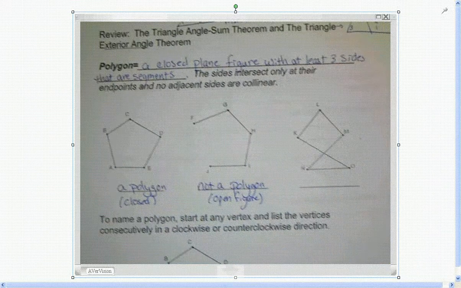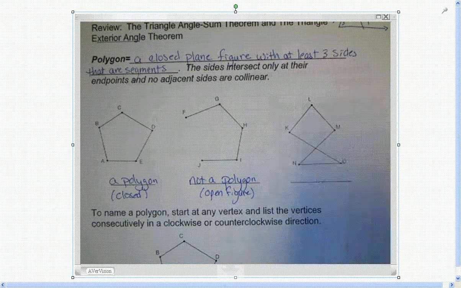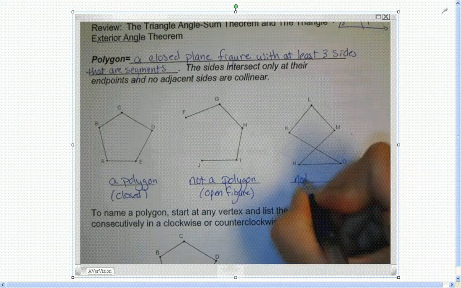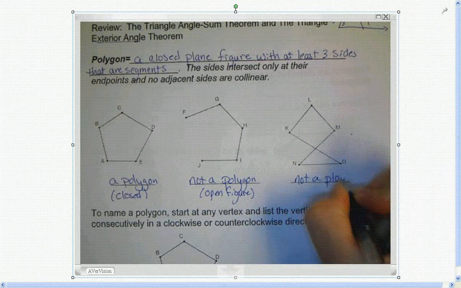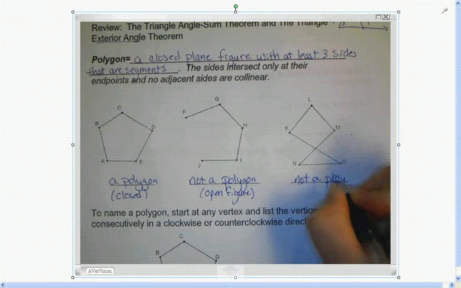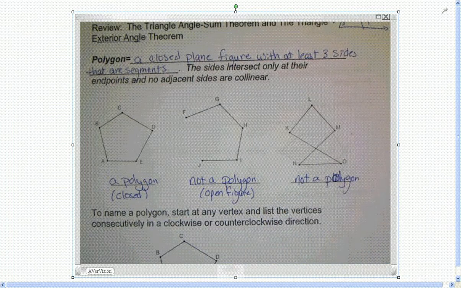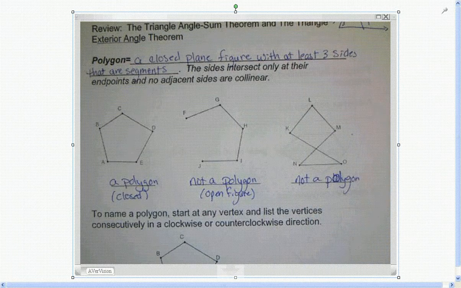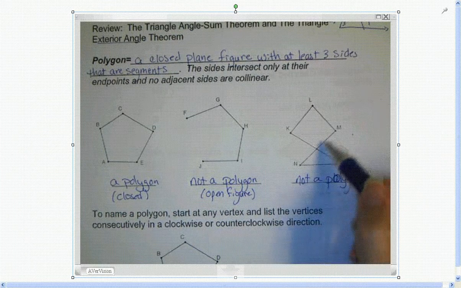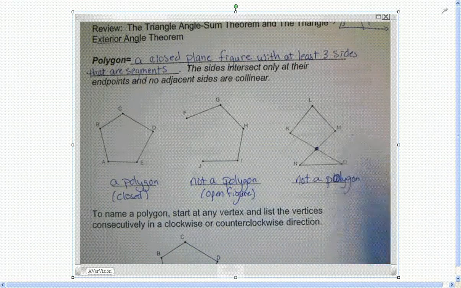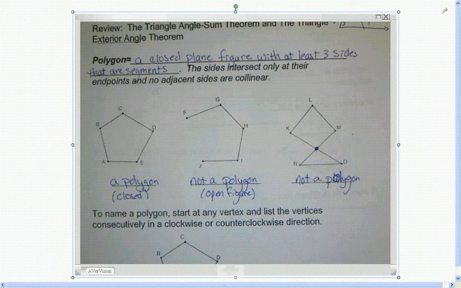And then the next one is also not a polygon. Now basically it's really a figure made up of 2 polygons. And I just spelled polygon wrong. How embarrassing. Anyway. It's not a polygon because every endpoint should have only 2 line segments coming from it, and it doesn't have any overlap. So this point right here makes it not a polygon.